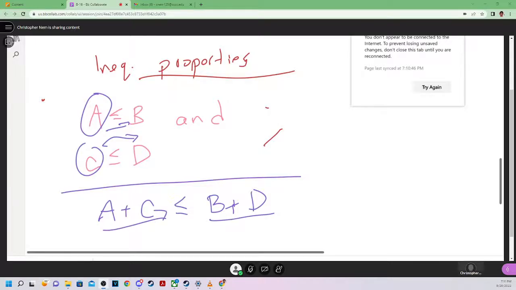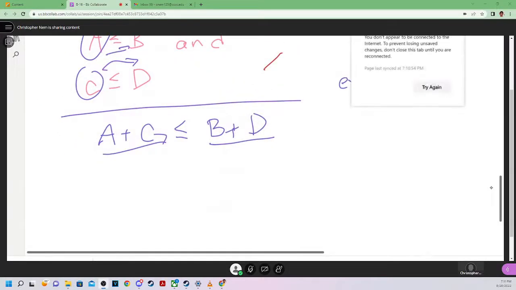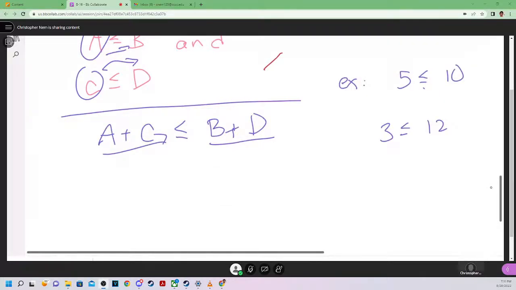Now be careful, I didn't say that worked for multiplication. There's a little rule that we have to work for multiplication. So here's an example that you guys can easily see. Let's say 5 is less than or equal to 10, and let's say 3 is less than or equal to 12. Well, if I combine these two, that's saying 5 plus 3 better be less than or equal to 10 plus 12, and that's clear.